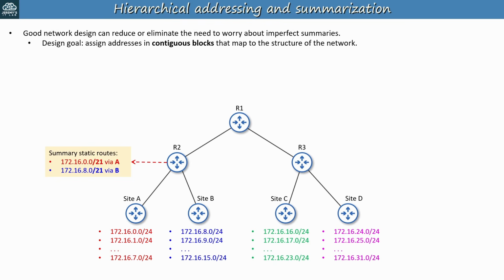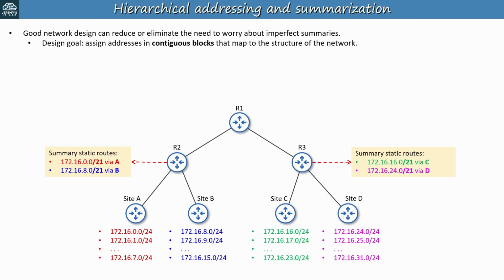I won't walk through the actual summarization process here, but if you want some extra practice, you could stop the video here and try to identify the proper summary routes on R3 and R1. Let's look at R3, which is connected to sites C and D. Site C's subnets can be summarized as 172.16.16.0/21, and Site D's as 24.0/21. Once again, these are perfect summaries.